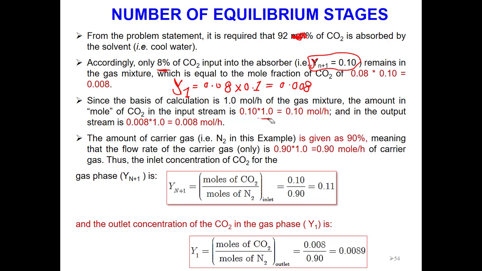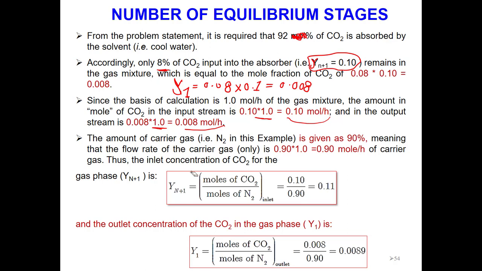we have the amount of the gas, which is 1 mole per hour. So we can also calculate the amount of CO2 at the beginning and at the end. The amount of the carrier gas, the mixture gas, doesn't change from bottom to the top. It doesn't change. So we can also use this equation and find the amount of CO2 at the bottom and at the top.